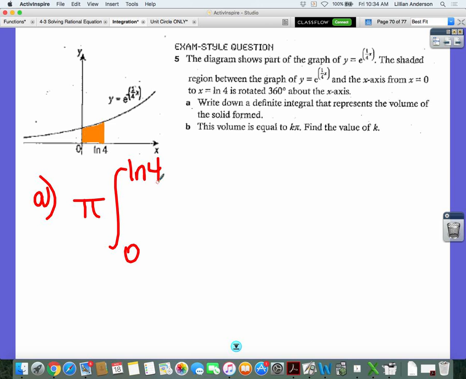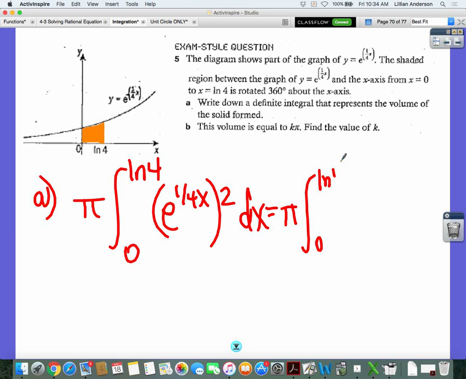So far, so good. What goes here? e to the 1/4 x, squared. Now we're just multiplying, so it's 1/2 x, right? So then you want to go through and actually square it if it can be squared. So this is pi times the integral from 0 to ln4 of e to the 1/2 x dx.